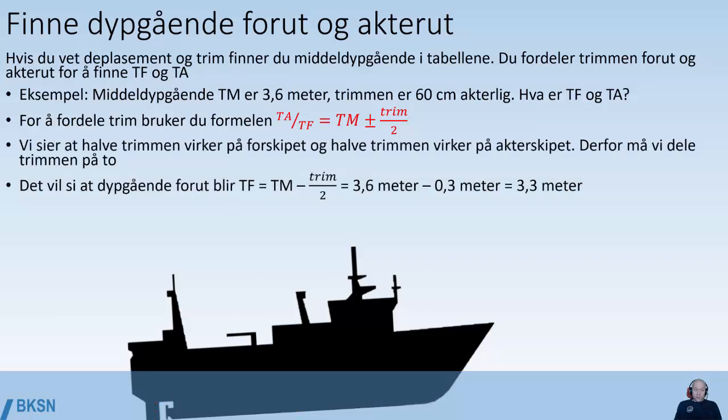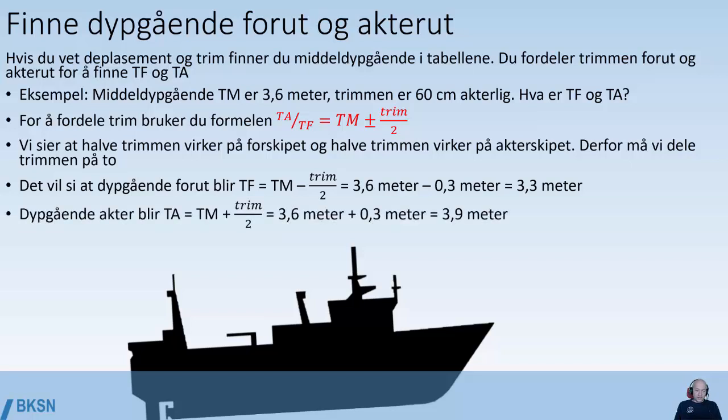So in this case, where we have aft trim, we'll find that the draft forward is the draft midships minus half the trim, which gives us 3.6 meters minus 0.3 meters. So we have 3.3 meters of draft forward. Aft, it's the opposite. It's 3.6 plus 0.3, which gives us 3.9 meters. And then we control trim equals draft aft minus draft forward, the one minus the other, and we end up with 0.6 meters. And that is what it was supposed to be.